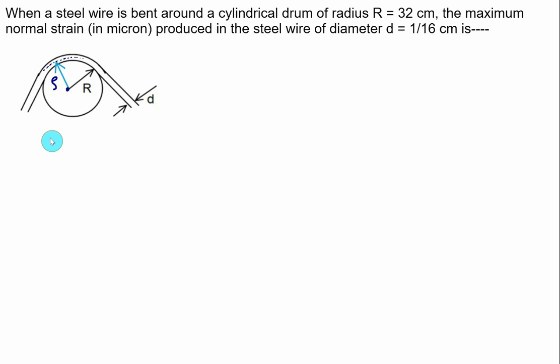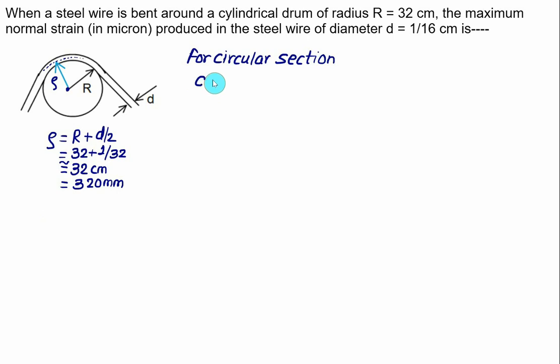So the value of rho is equal to the radius of the drum r plus d by 2. In this case the value of radius is given as 32 cm. So we have 32 cm plus diameter d equal to 1 by 16, that is 1 divided by 16 and by 2 is 32. This answer will come in cm, and is approximately again equal to 32 cm. 1 by 32 is a very small value, so rho is close to 320 mm. Maximum strain we have to calculate here. And for a circular section, the value of C, that is the distance of the top or bottom fiber from the neutral axis, is equal to d by 2. That is, we have 1 divided by 320 in mm.